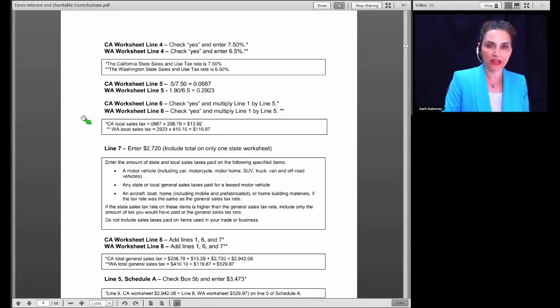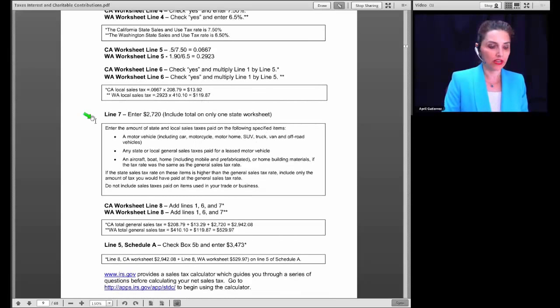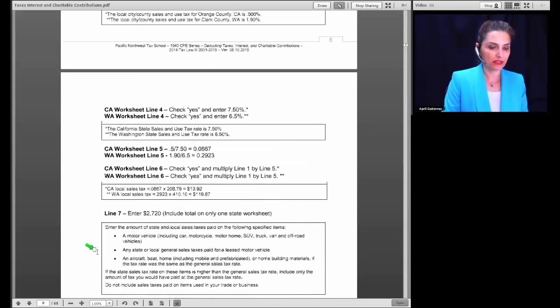And for Washington, we're going to take 0.2923, multiply that by $410, and when we do that, we get $119.87. And then on line 7 of the worksheet, we're going to enter $2,720. That was the amount of sales tax paid on that boat. And now the final step is to take all these numbers and add them up.